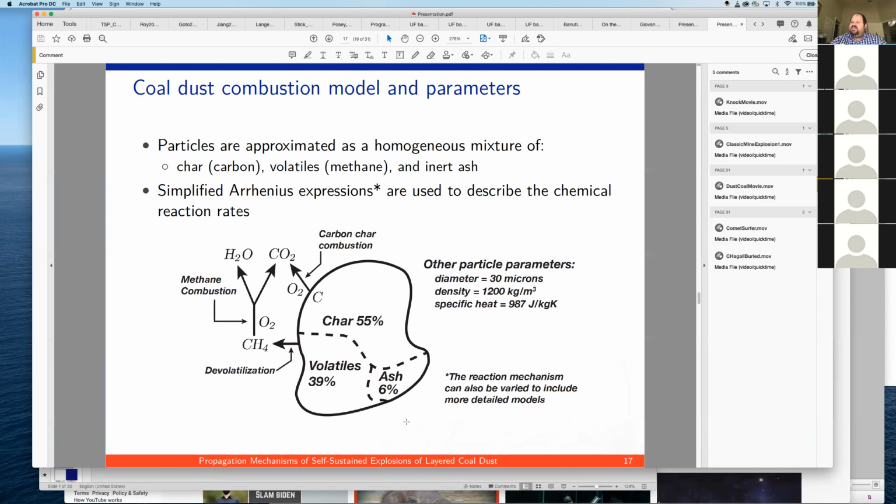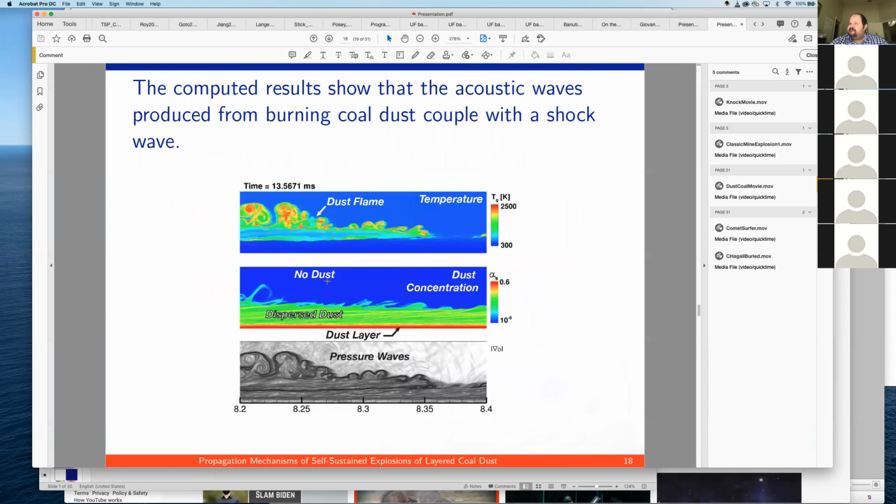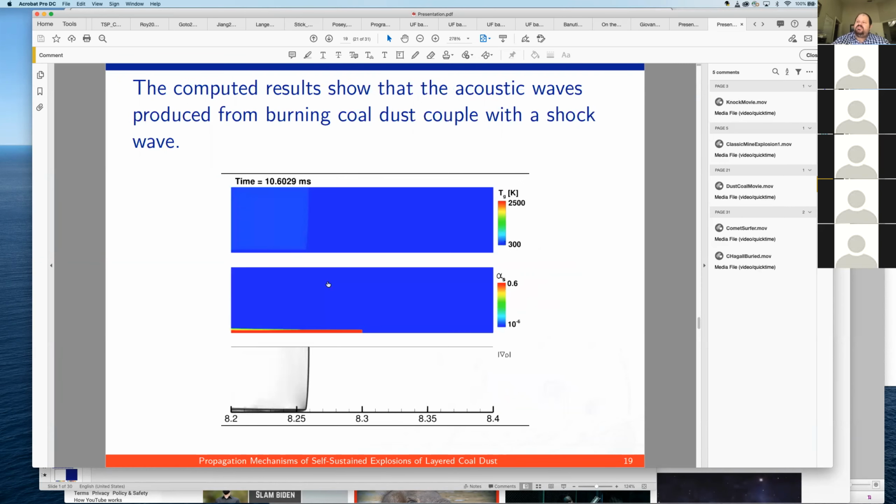Okay, and so for the simulations, we use simplified global reaction rate models based on Arrhenius kinetics for the devolatilization process, for methane combustion, and then also the carbon char combustion. Okay, and so let's see. I'll just get to the results. So here, I don't think this will repeat.